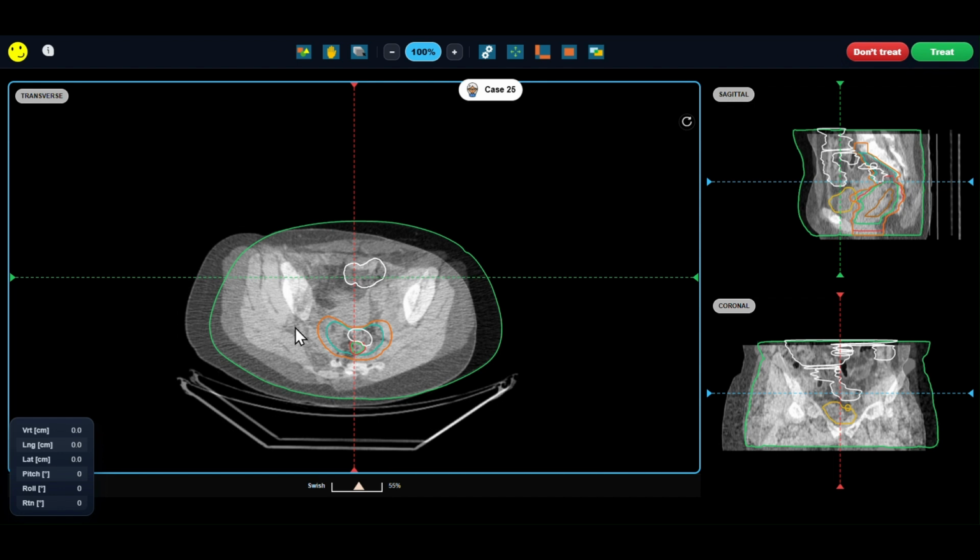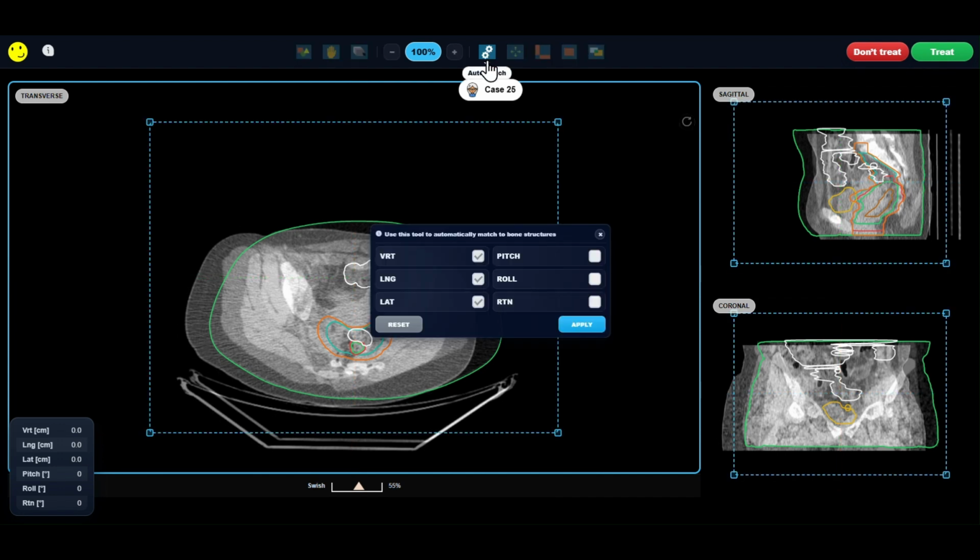Now we can auto match. So what does auto match mean? Auto match means that the system can automatically match based on the bony structure. It looks at the bony structure from the CT or planning image, and it looks at the current bone structure of today, and it tries to match it together. So let's have a look here.